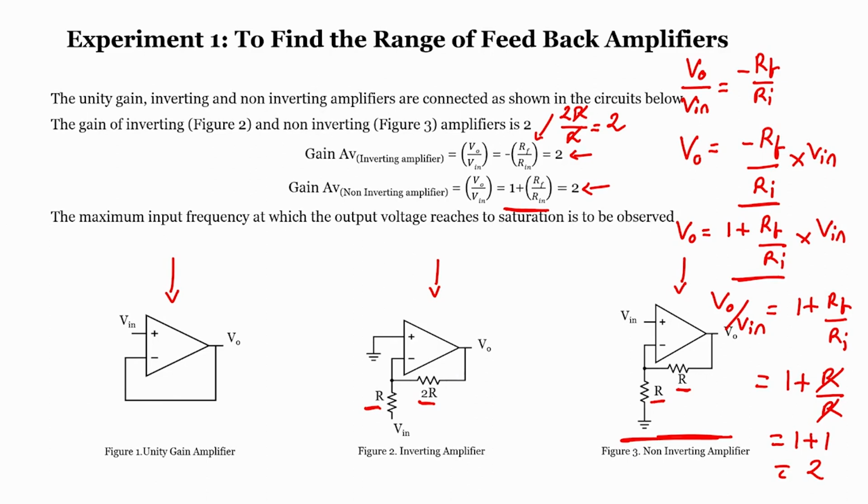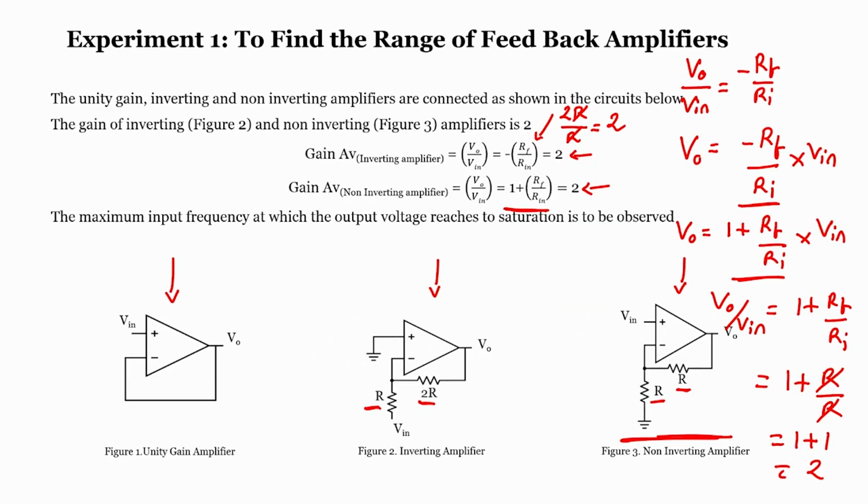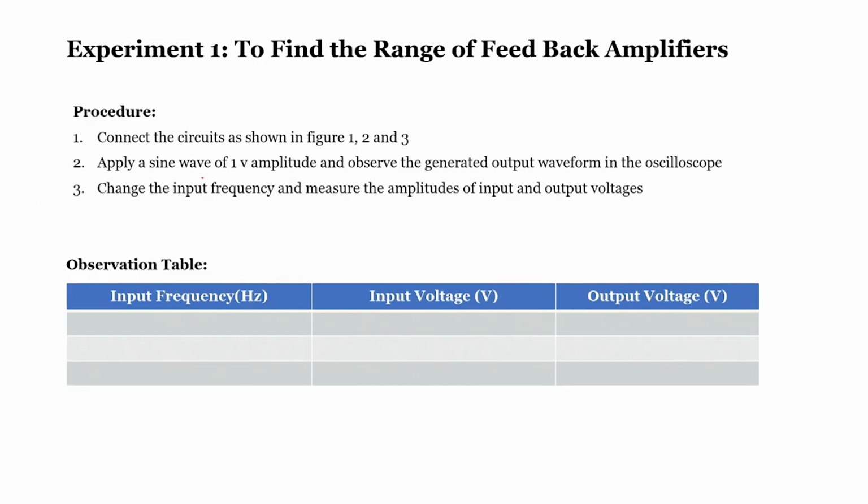Now, the maximum input frequency at which the output voltage reaches its saturation is to be observed. So, at what input frequency does the output voltage reach its saturation? Let us see. If you want to do that, we have to perform an experiment. So, the procedure for finding the range of the feedback amplifier is: connect the circuits as shown in figures 1, 2, 3, which is right over here, and then apply a sine wave of 1 volt amplitude and observe the generated output voltage in the oscilloscope.